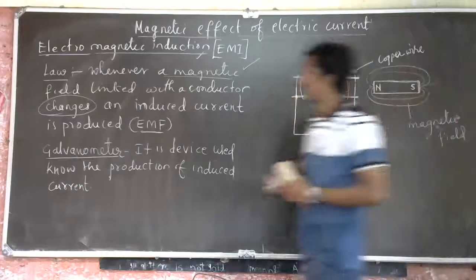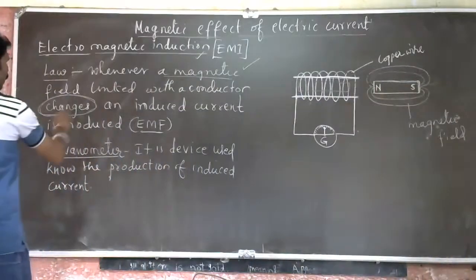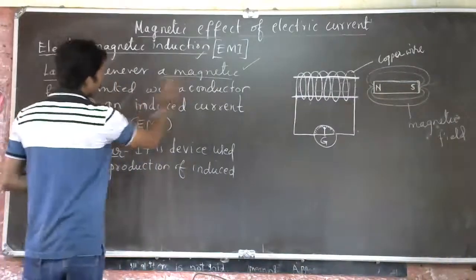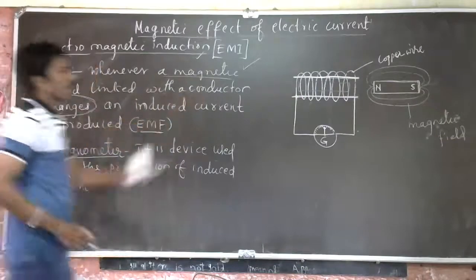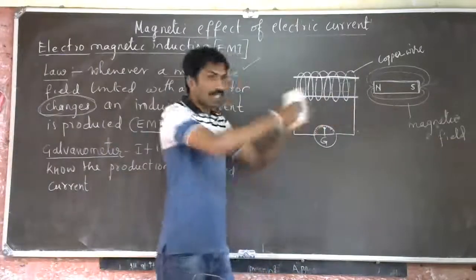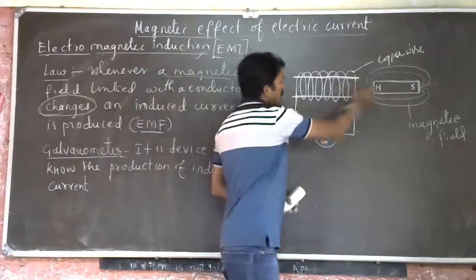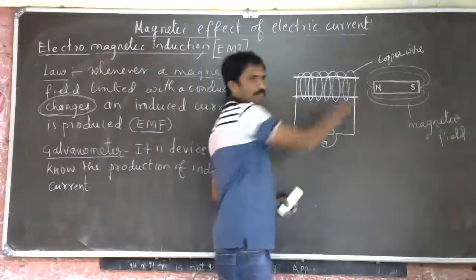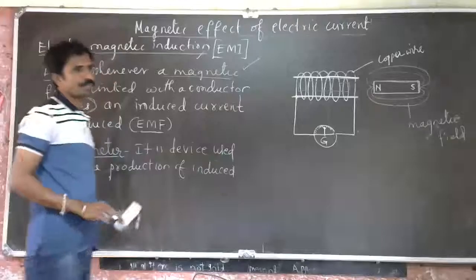So we need the change here. The magnetic field linked with the conductor changes. When the magnet moves inside and outside, then it produces EMF.